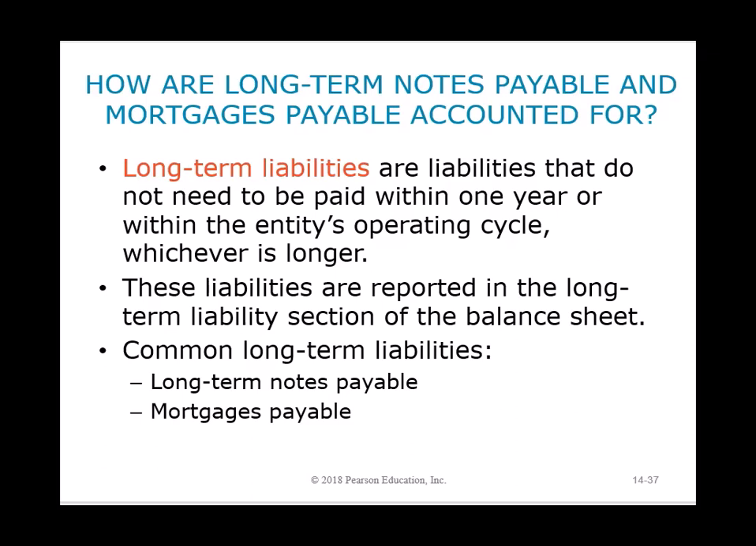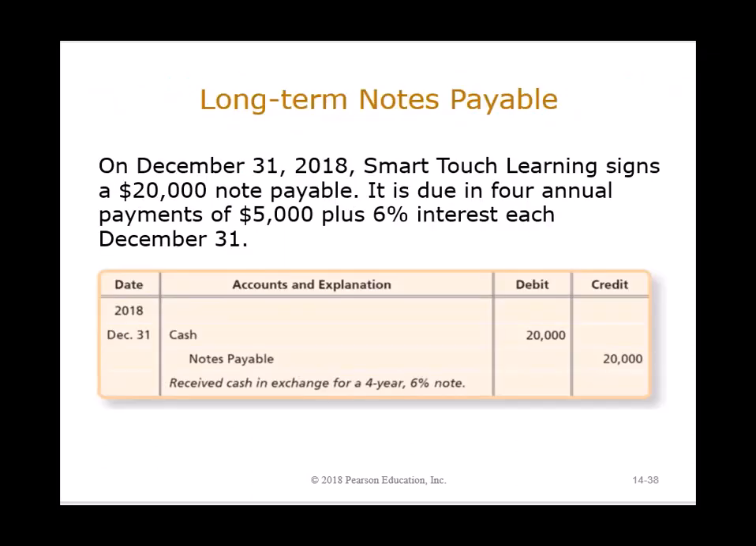Some of the most common examples are going to be bonds payable, long-term notes payable, and mortgages payable. Okay, so let's look at an example here of a long-term notes payable. On December 31st, Smart Touch Learning signs a $20,000 note payable. It's due in 4 annual payments of $5,000 plus 6% interest each December 31st. So we record this with a debit to cash and a credit to notes payable for the $20,000.